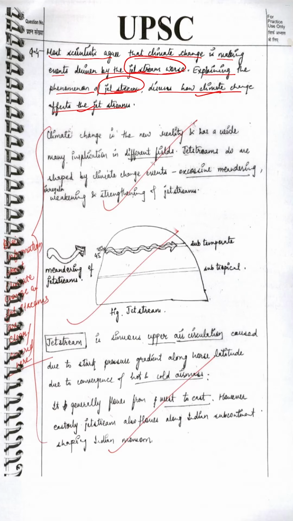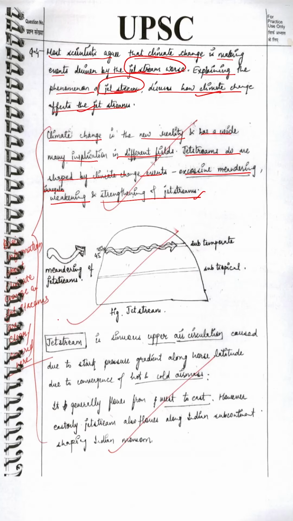So for the introduction, we can say here: climate change is the new reality and has many implications in different fields. Jet streams are shaped by climate change events, for example excessive meandering, quite well written. Irregular weakening and strengthening of the jet stream is also being seen because of climate change. So this information is quite important and relevant, and it is written in the introduction.